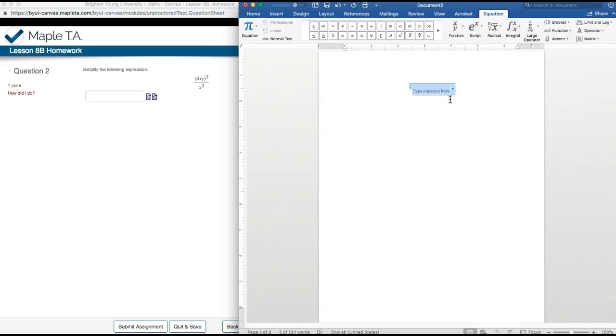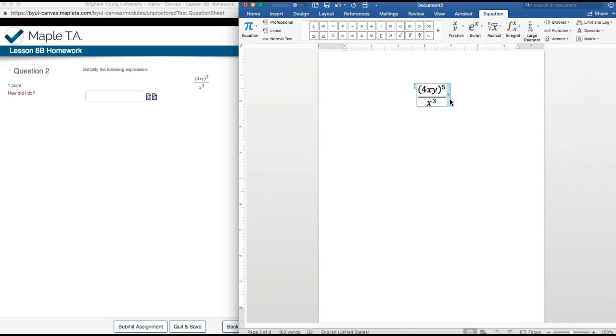So I'm going to go ahead and start with parenthesis 4xy, close parenthesis, and raised to the 5. Pressing the space bar makes it look nice. Then I want to divide by x to the 3rd, x raised to the 3rd, pressing the space bar raises it to the 3rd, and then I'm going to press the space bar again and it'll make it look more like a publishing. So on the top I have that entire thing being raised to the 5th.